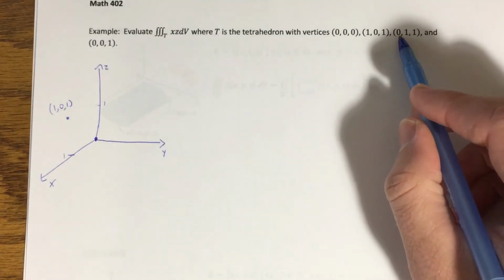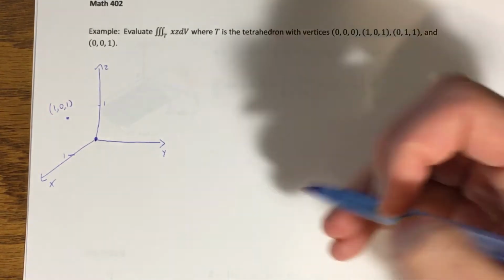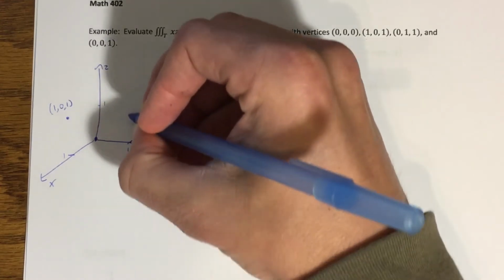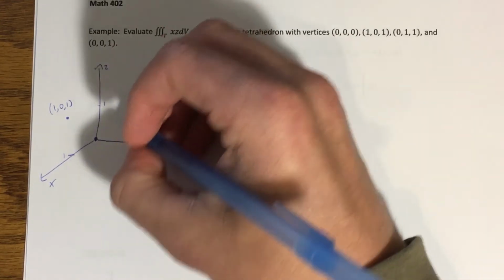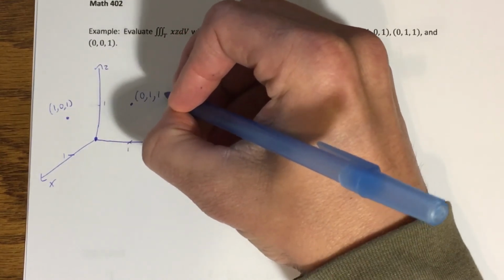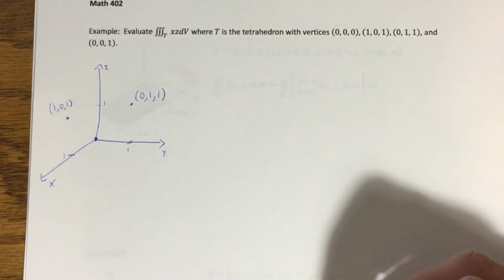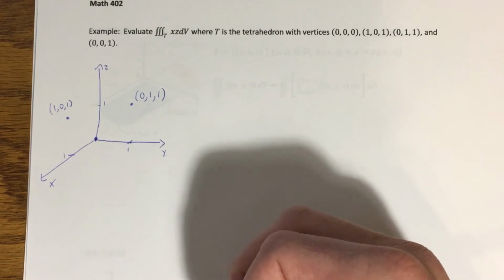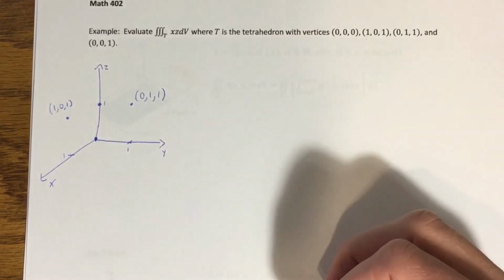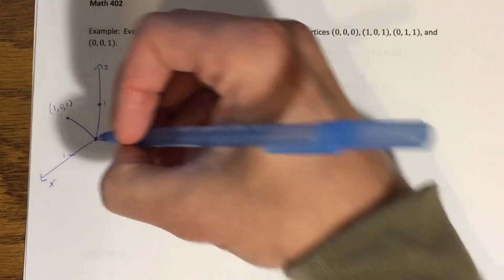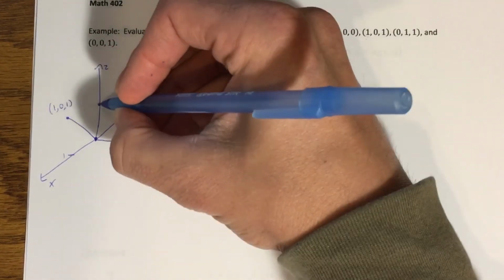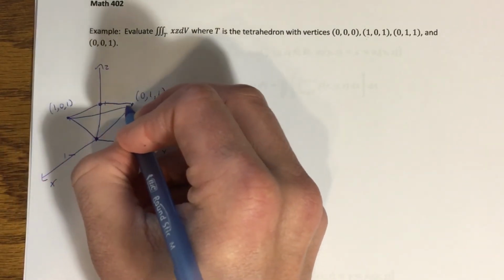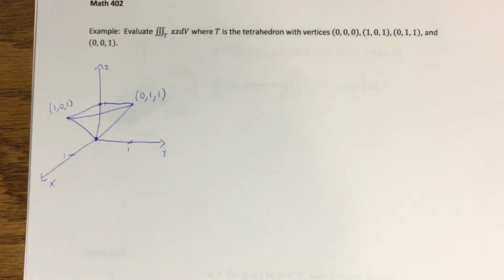And then 0, 1, 1, that's y and z that are both equal to 1. That means we're looking in the yz plane for this point. So I'm going to put that one right there. There's my point 0, 1, 1. And then finally we have a point at 0, 0, 1. X and y are both 0. That puts this on the z-axis at 1, which is right there. So the tetrahedron is going to be the solid that joins all of these points. Let's join these two as well. Okay, that's our tetrahedron T.